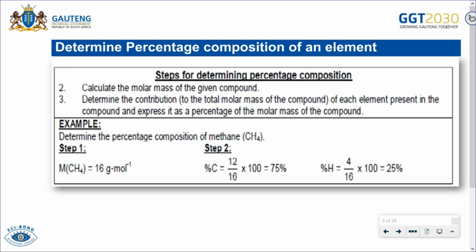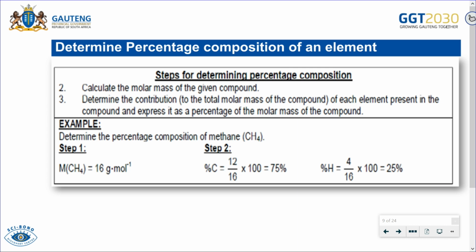For example, let's look at this example. Determine the percentage composition of methane. What is important here, learners, is to make sure that you know how to move from the chemical name to the chemical formula. Here we are given methane, so what is the chemical formula of methane? It is CH4. So the elements present are carbon and hydrogen.